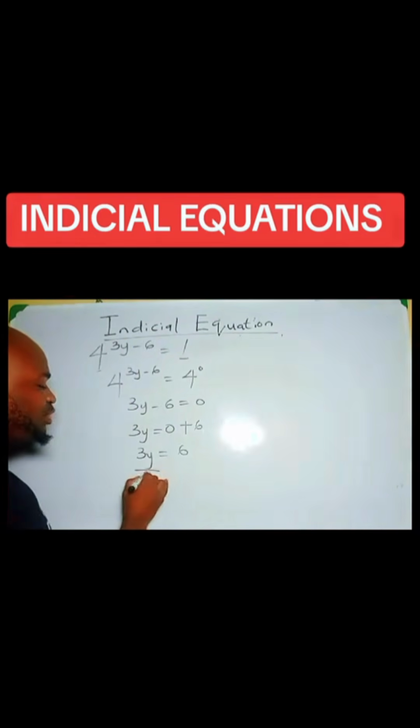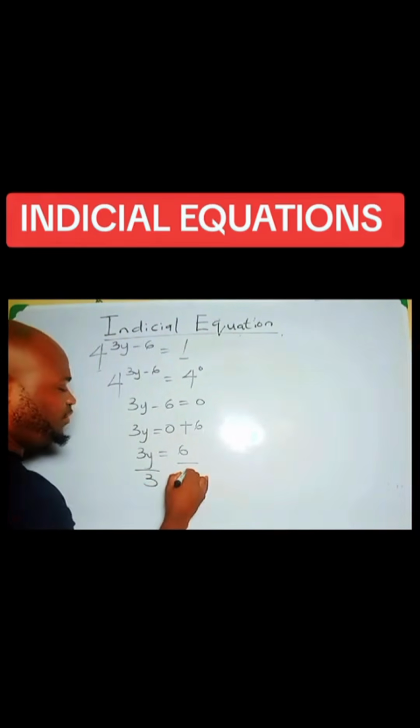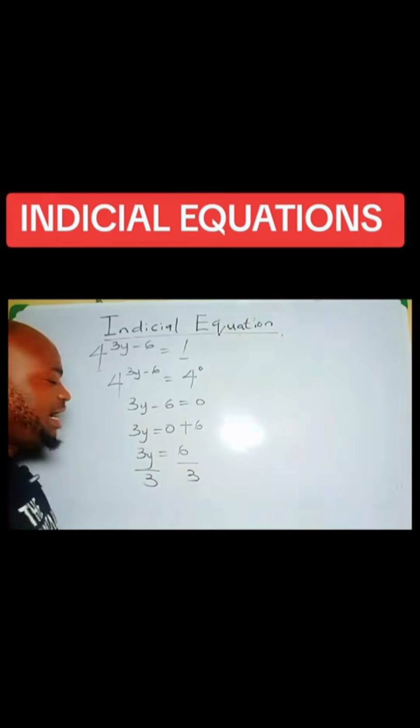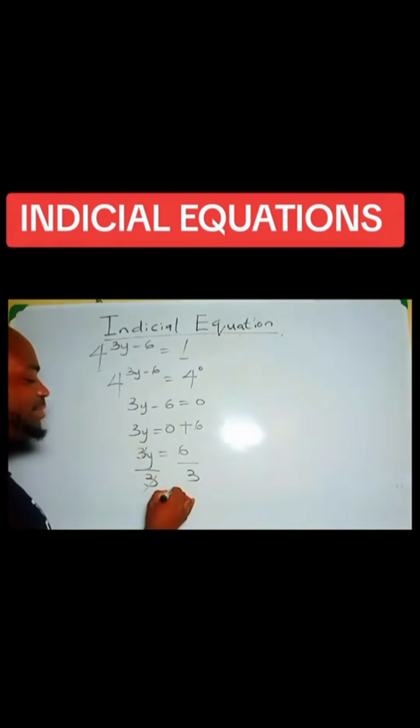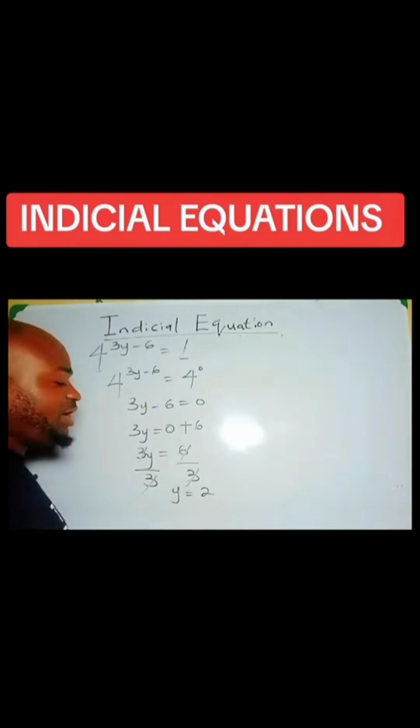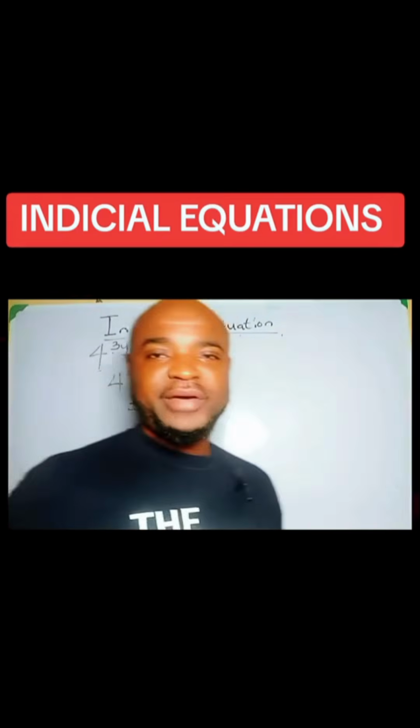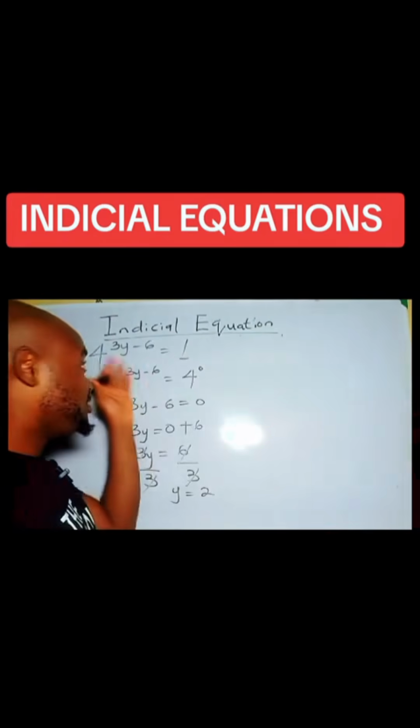Very simple, divide both sides by the coefficient of y, and that is 3. And when you divide both sides, 3 can go in 6 how many times? 2. And you have your y equals 2. We have succeeded in solving this indicial equation.